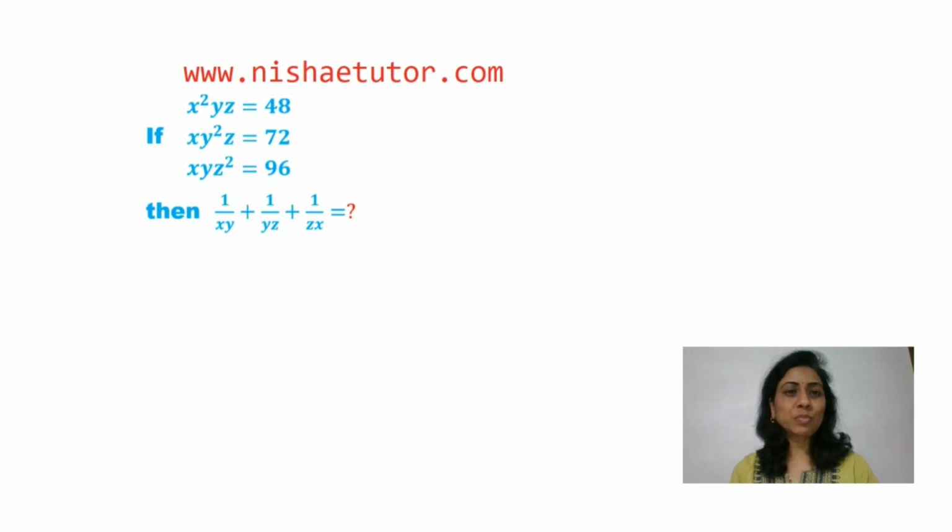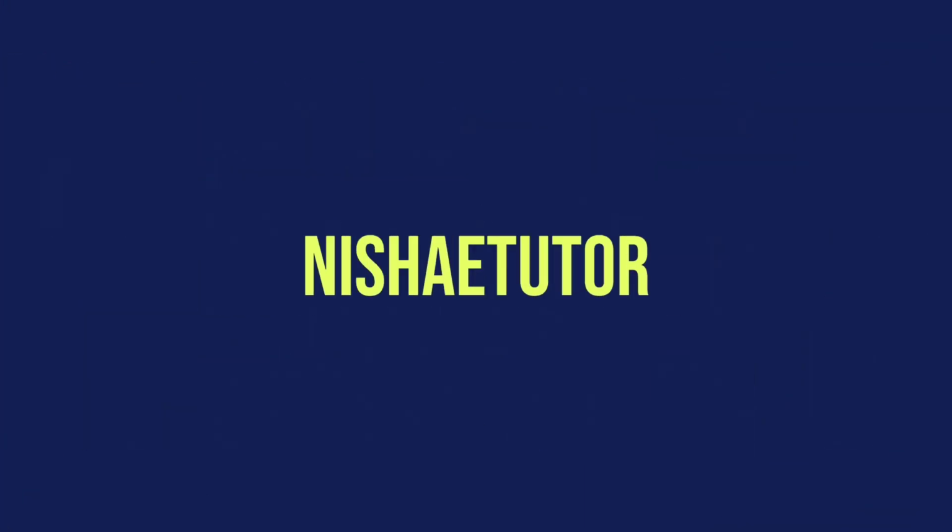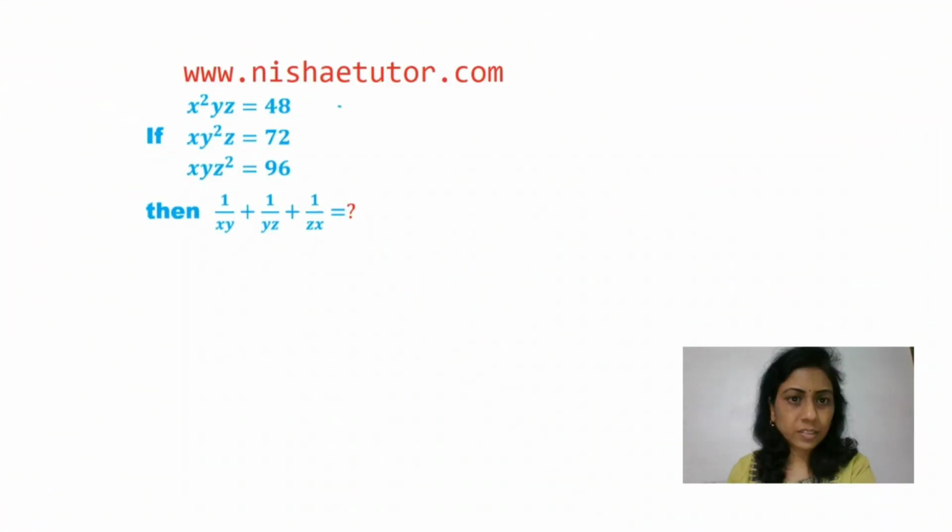Namaste. In this video, we are going to solve this problem: if given x square yz is equal to 48, x y square z is equal to 72, and x y z square is equal to 96, then find the value of 1 upon xy plus 1 upon yz plus 1 upon zx. This is equation 1, this is equation 2, and this is equation 3.